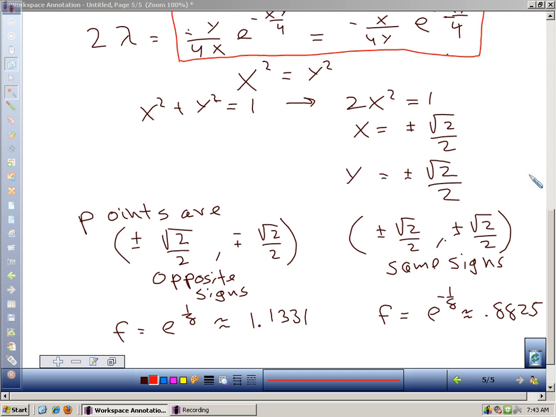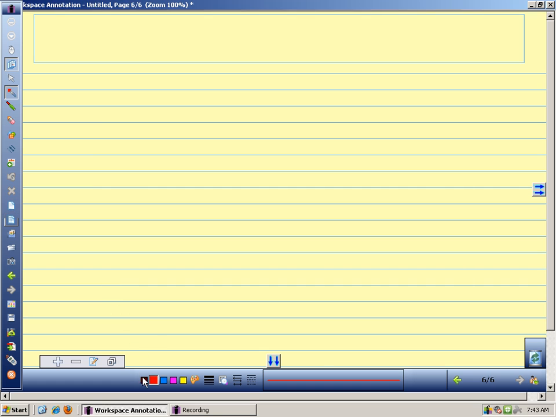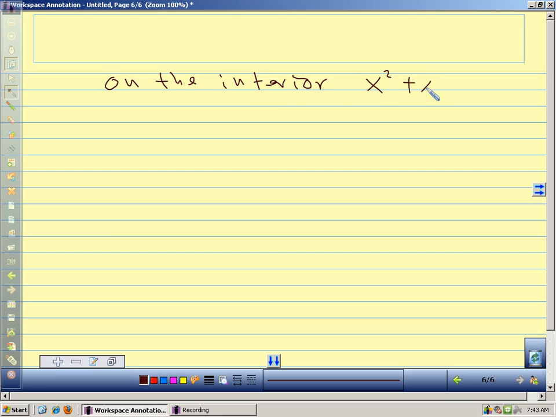We still have the interior to look at, because that's our second condition, where x squared plus y squared is less than 1. For that, we're going to use the methods that we've used previously. Our Lagrange multipliers we only apply on the boundary, so we're going to use our previous methods on the interior. So let's look at the interior now, where x squared plus y squared is less than 1.